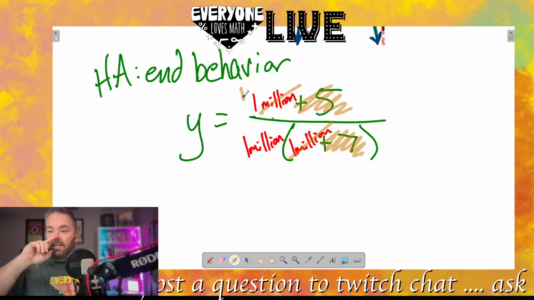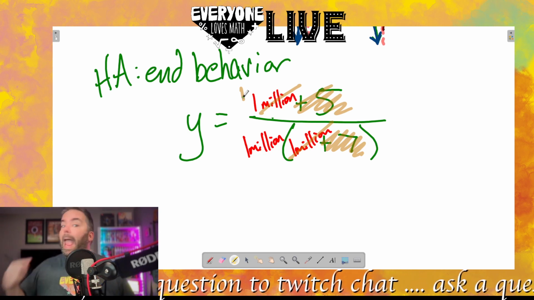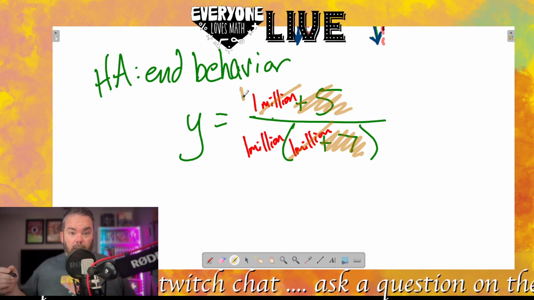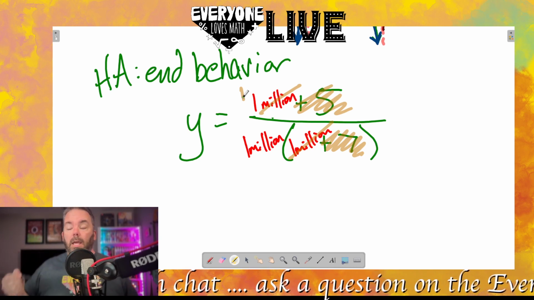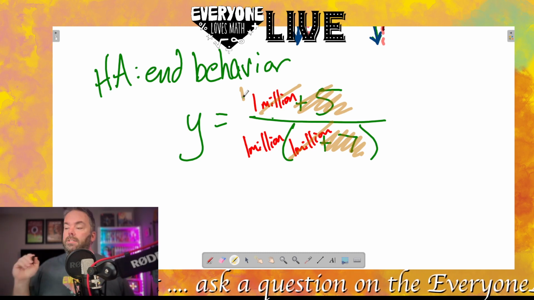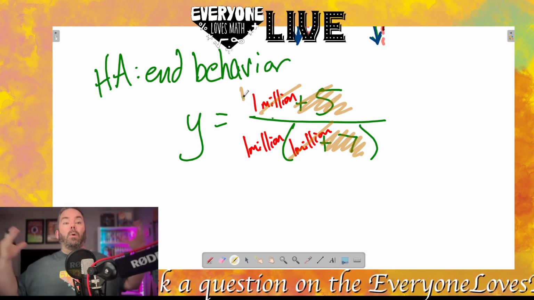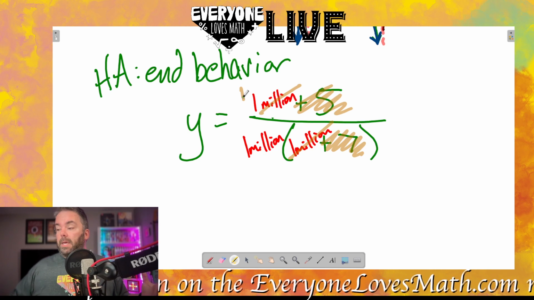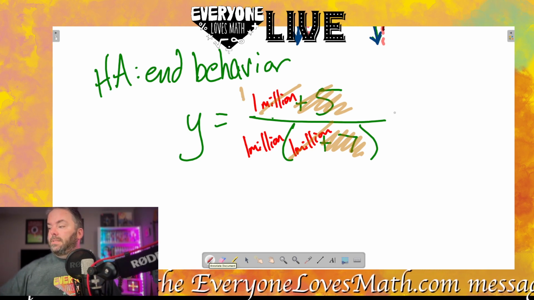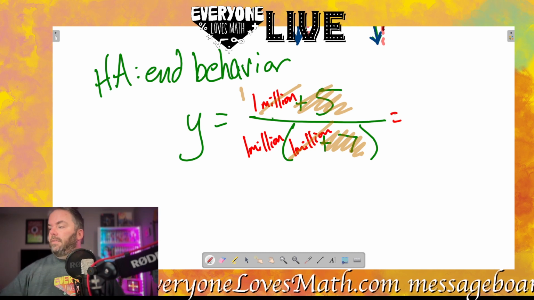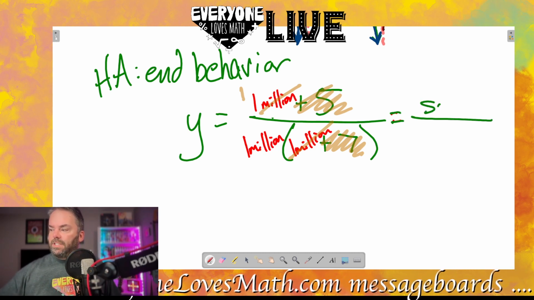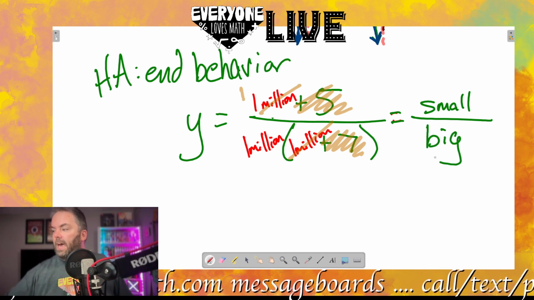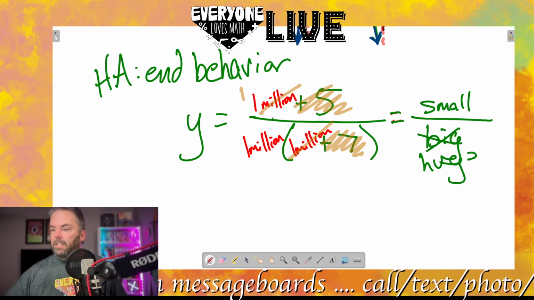Whatever you got to do to reason this out, the denominator is way bigger than the numerator, right? The denominator is like 1 million squared, and the numerator is just 1 million. Because the denominator is a bigger power, it's 1 million squared. That means the denominator is going to get big quick. What this is basically going to tell us is if we put huge numbers in for x, we'll end up with smaller on the top and big on the bottom. And in fact, not just big, but huge, gigantic. It gets real big down there.